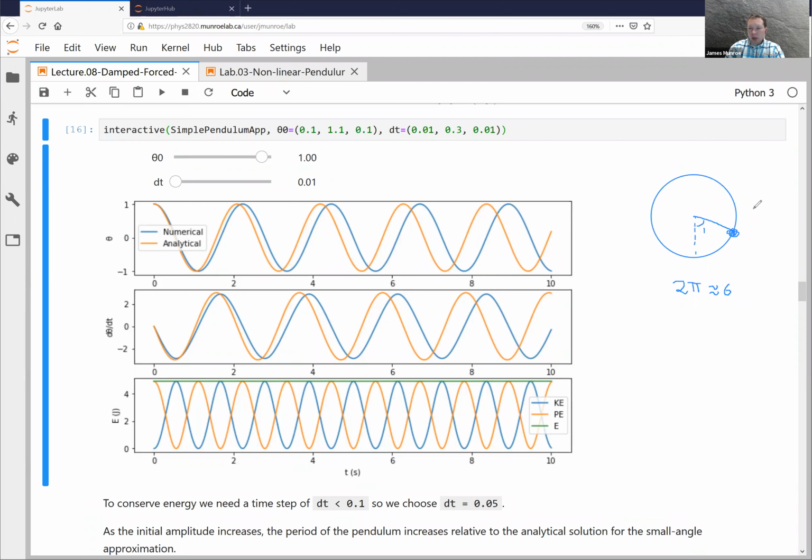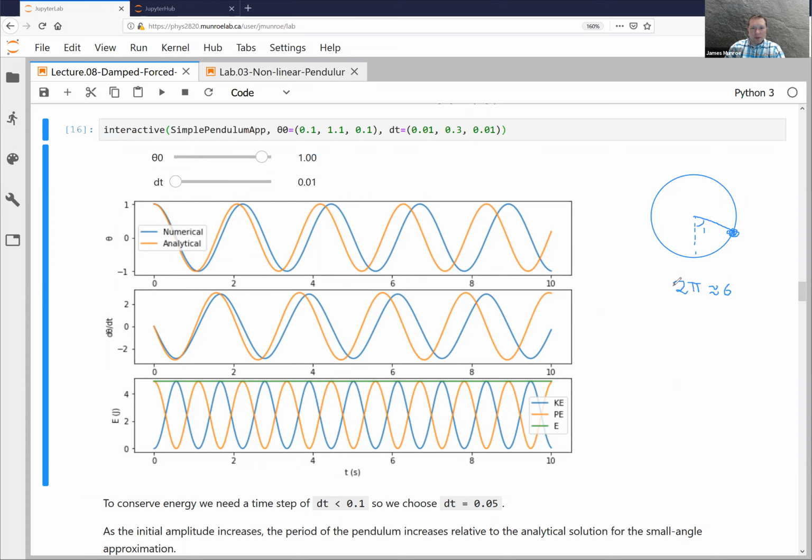You have a pendulum swinging back and forth. The small angular approximation is actually going to start to fail. The analytical solution, the red one, is now wrong. The blue line, our numerical solution, is more accurate because it includes more advanced physics. Since you're not making the small angle approximation, the blue line is actually what this pendulum should go and do.